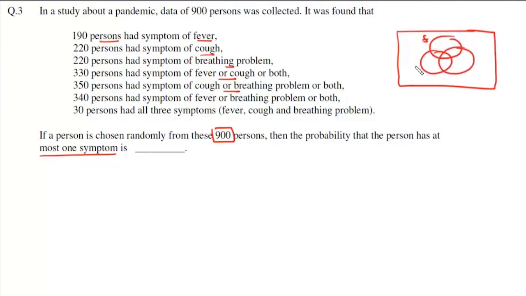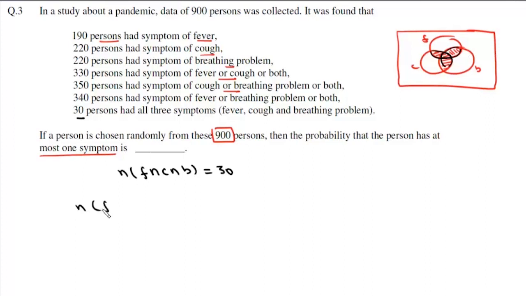Now basically if you look at its Venn diagram, suppose this is fever, cough and breathing problem. Now the person will have at most one symptom if that person doesn't belong to this region. So we'll solve this problem using complement. Now we are already given this value. This is 30. So N of F intersection C intersection B is 30. Now we need to find F intersection C, C intersection B and B intersection F.